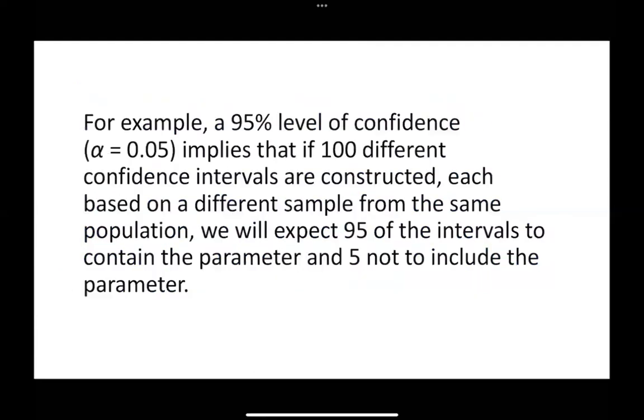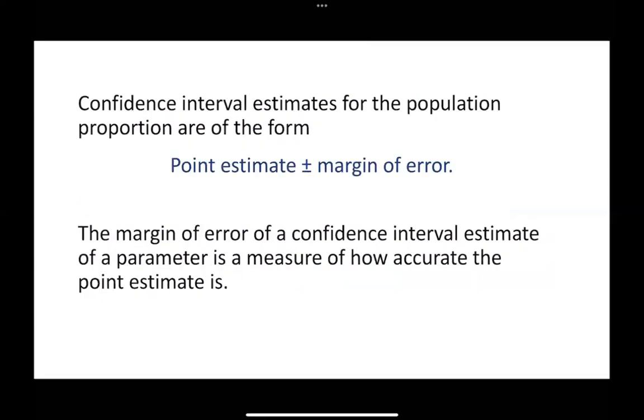Oh, see, look at this. 95% level of confidence, 100 different confidence intervals are constructed, each based on a different sample. We'd expect 95 to include the parameter. Remember, a parameter is something to do with the population. 5 would not include the parameter. Okay. So this is how we do our confidence intervals.